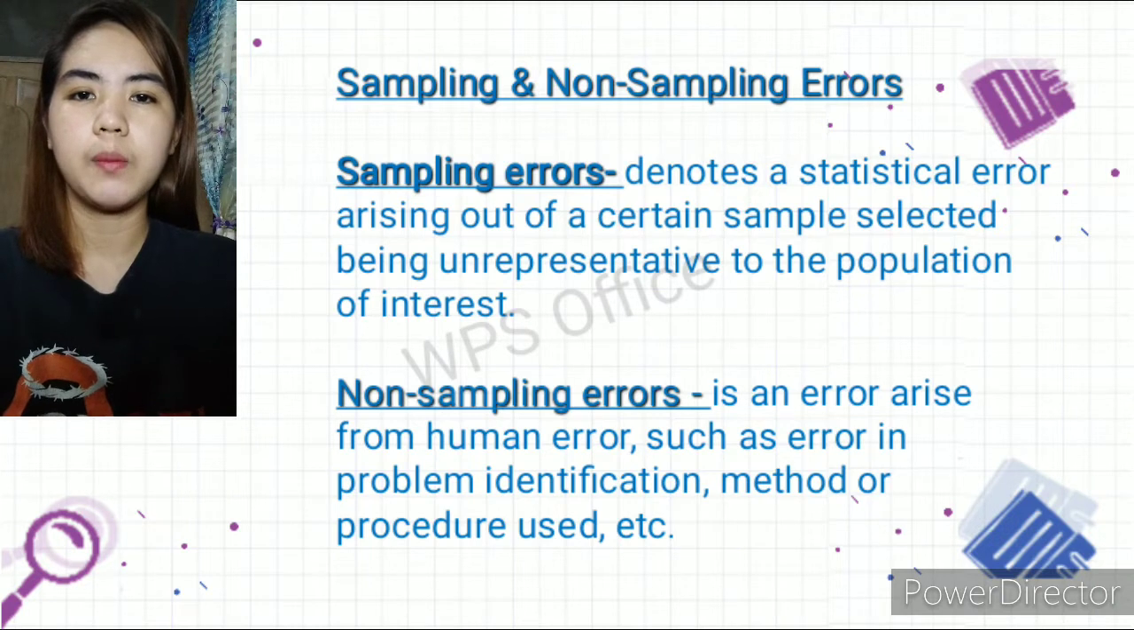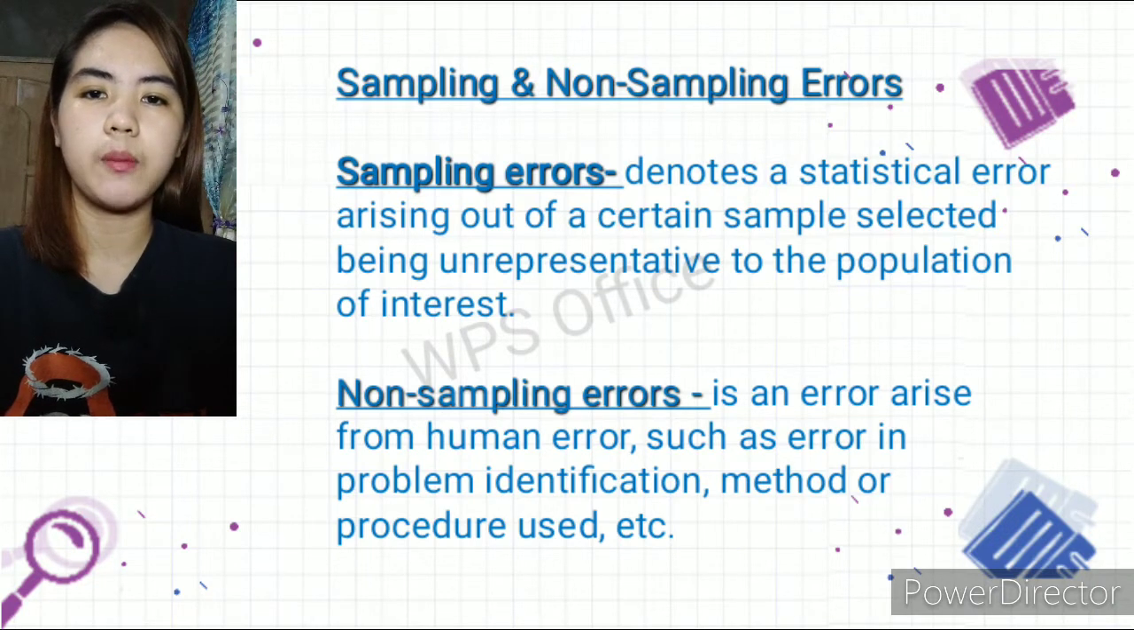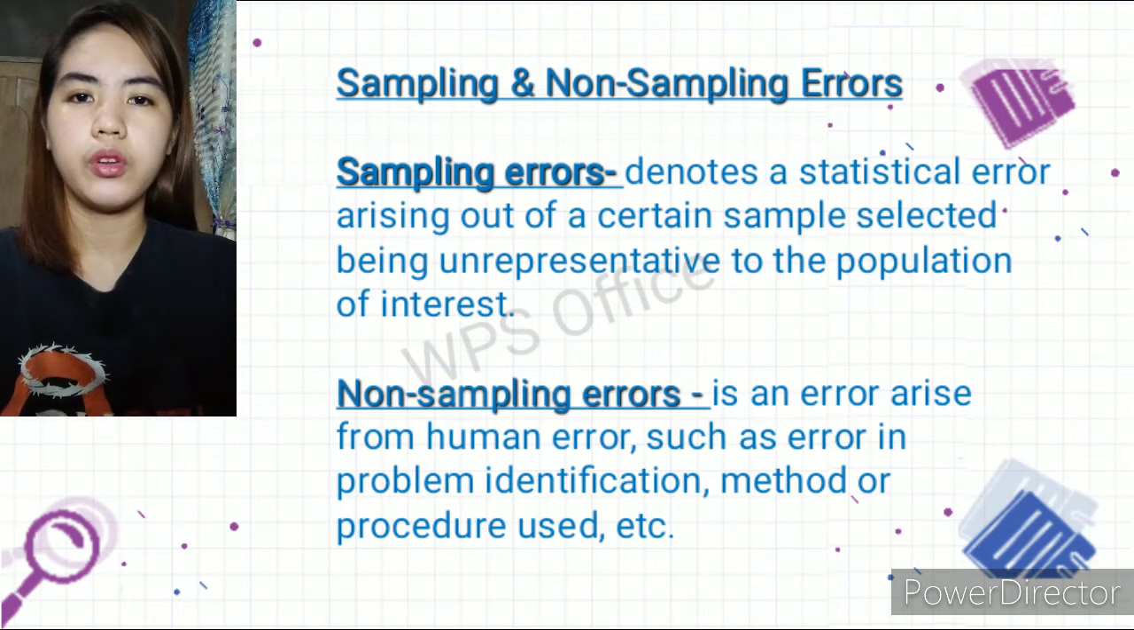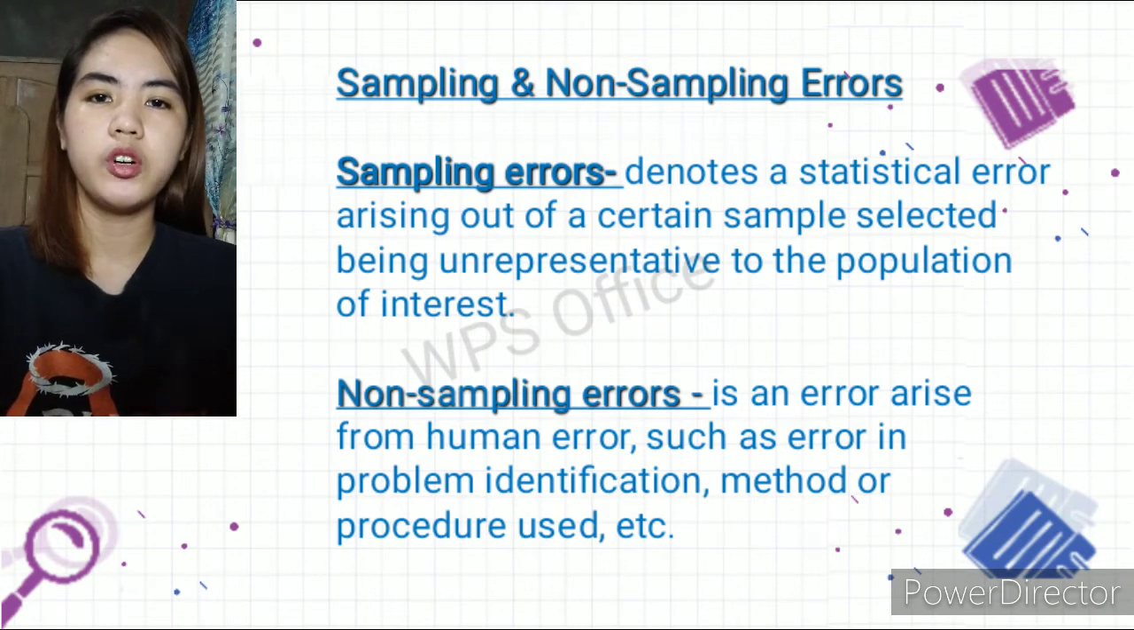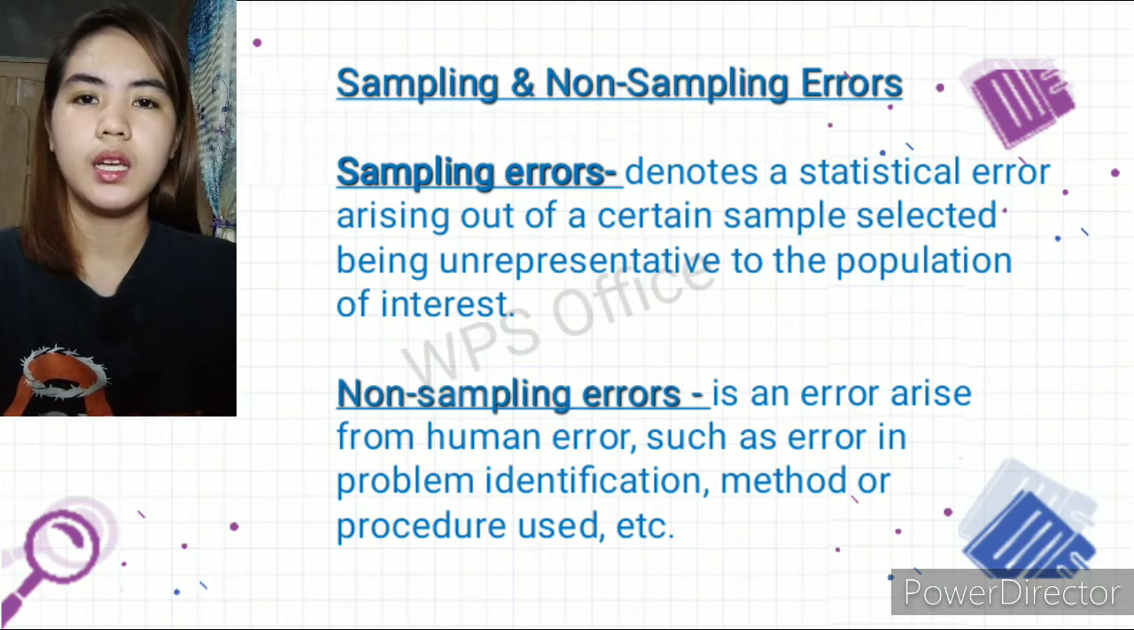However, non-sampling error is an error arising from human error, such as error in problem identification, method, or procedure. So, it means that non-sampling error is an umbrella term which comprises all the errors other than sampling error. They arise due to a number of reasons: error in problem definition, questionnaire design, approach, coverage, information provided by respondents, data preparation, collection, tabulation, and analysis.